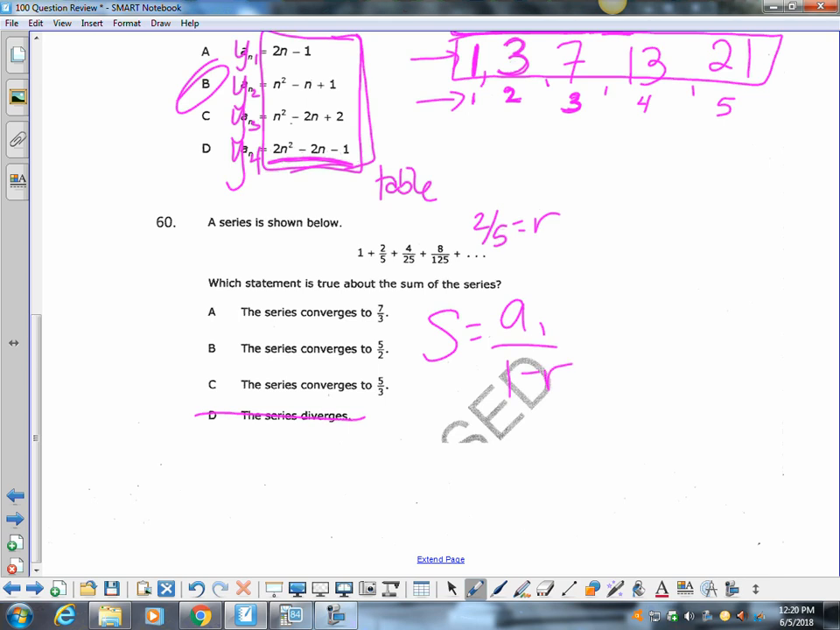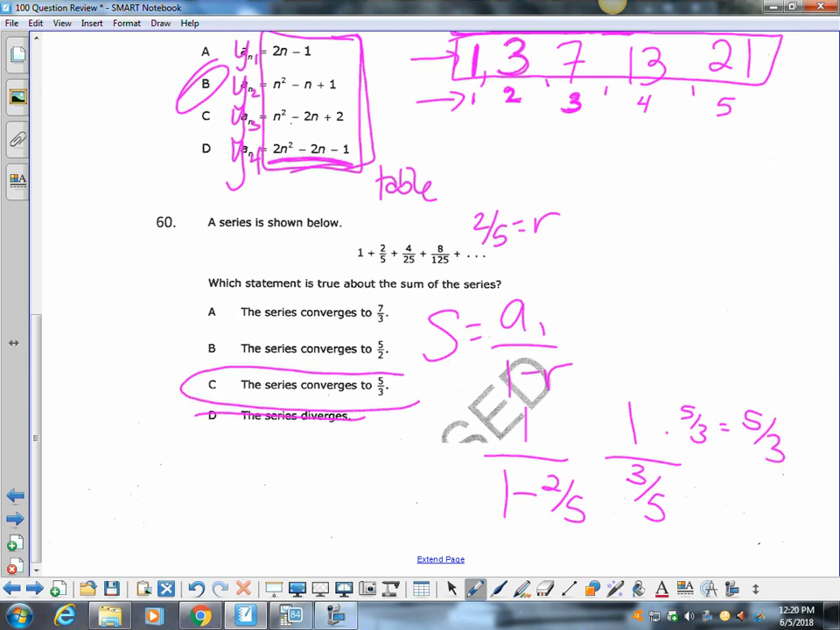So I'm going to use the formula. A sub 1 is 1. My r is 2/5. So 5/3. So there's a couple questions about converging and diverging. So I would expect to see some of those.